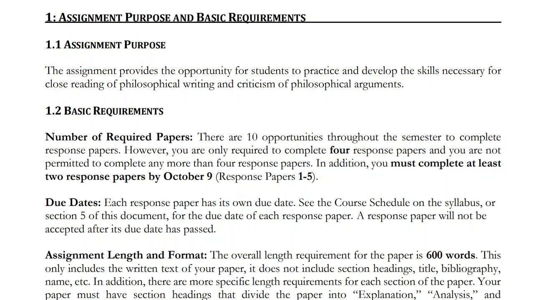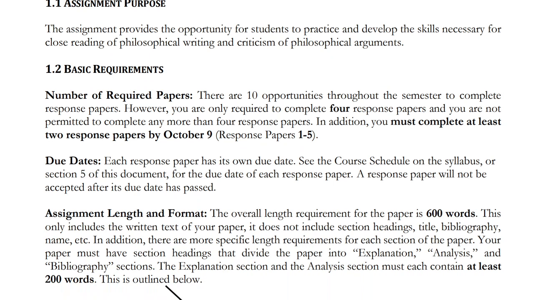Finally, often students will ask me, am I allowed to complete more than 4 response papers, either for extra credit or to replace a lower response grade? And my answer here is no. You're only allowed to complete 4 of them. And so once you've done 4, any other response papers you would turn in, I simply would not factor into your grade.